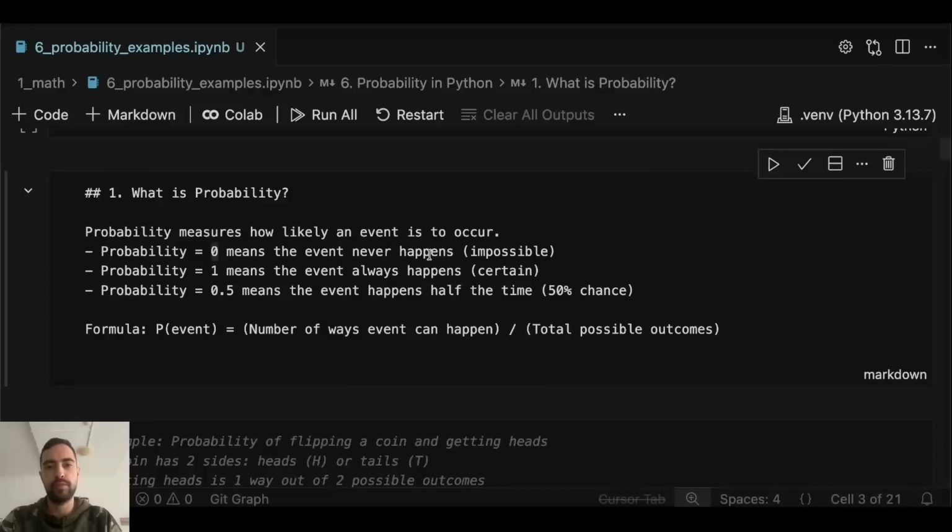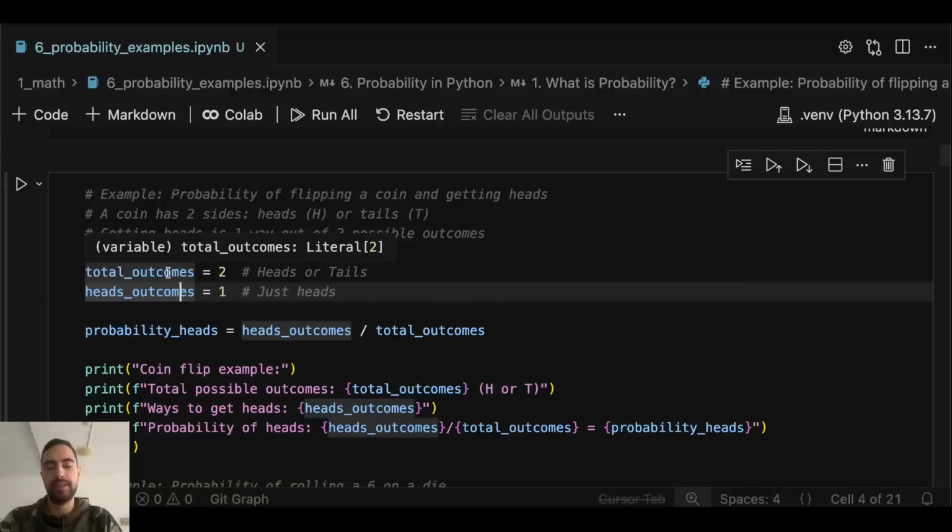0 means impossible, 0% chance probability. 1 means certain, 100% chance of probability, always happens. And 0.5 means 50-50. So let's calculate the probability of flipping a coin and getting heads.